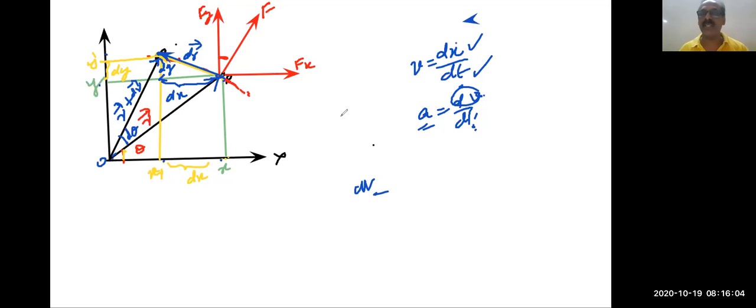So in the derivation, the question is dx by d theta. That means when theta shifts by d theta, how much does dx change? That's the meaning of it.